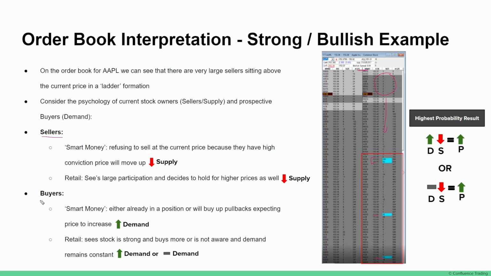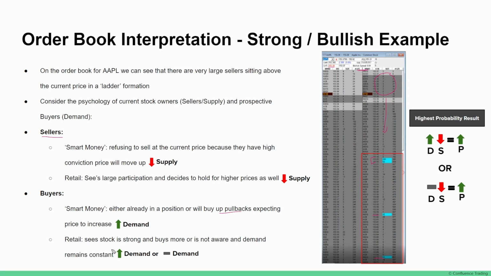On the buy side or the demand side, once again, we'll talk about the two participant groups. The smart money, spoiler alert, has done the smart thing, and they're probably already in a position, but knowing that there's so many orders to get filled up here, they will also think about buying up pullbacks because, again, they expect price to increase. So that increases demand.